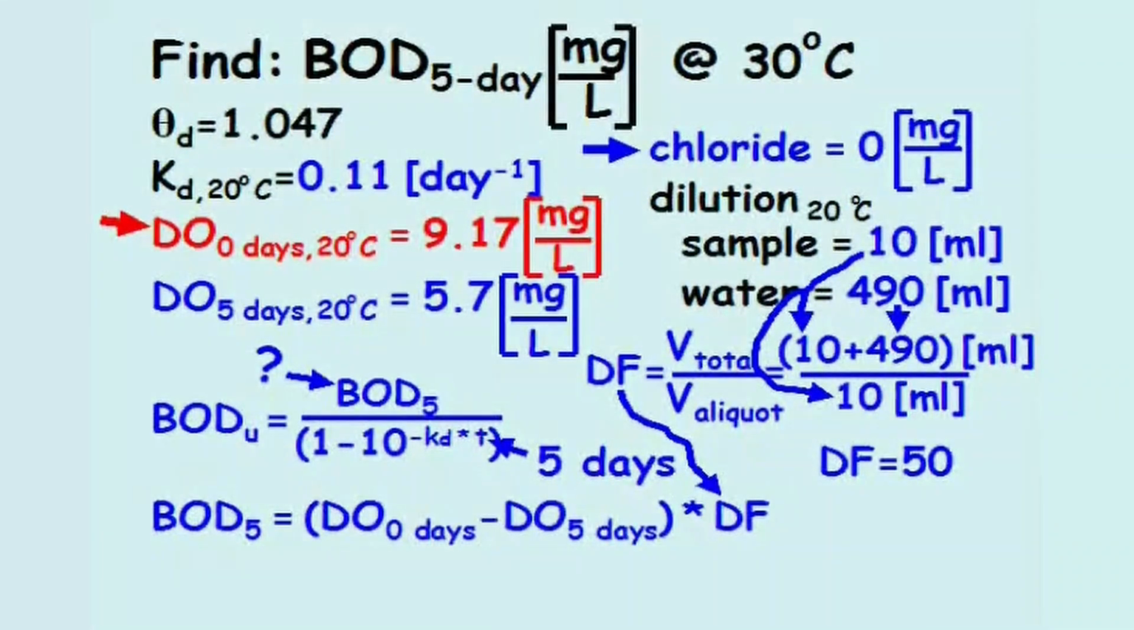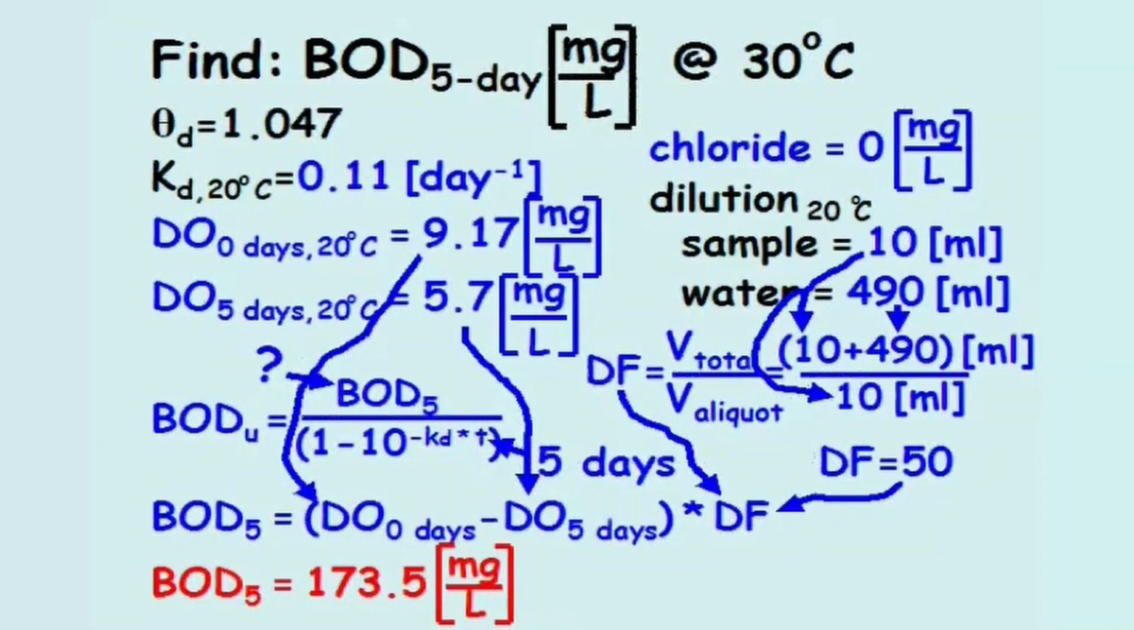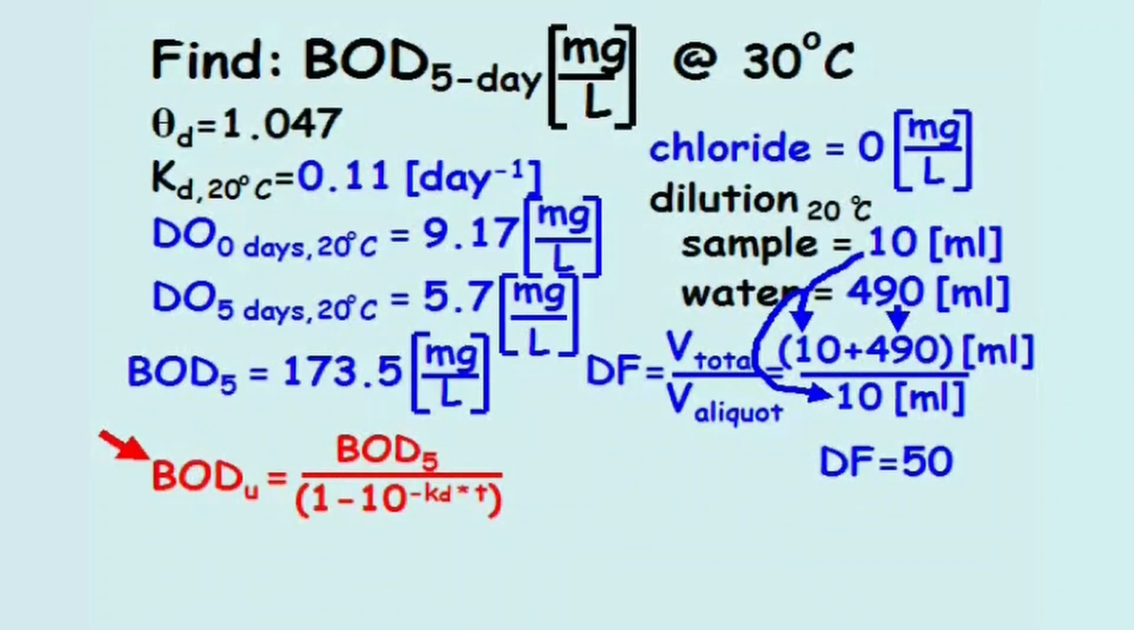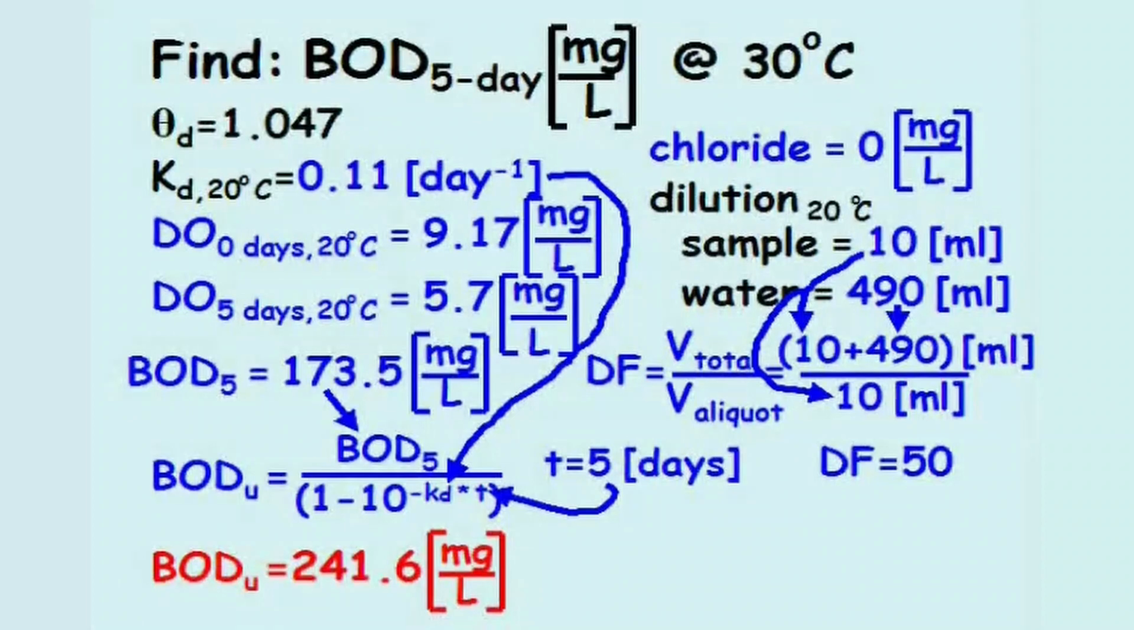Next, the dissolved oxygen concentrations and dilution factor are plugged into the equation, and the 5-day BOD at 20 degrees equals 173.5 milligrams per liter. At this point, we can return to our equation for the ultimate BOD. Plug in our values for the 5-day BOD and deoxygenation rate constant and the time, and the ultimate BOD equals 241.6 milligrams per liter.